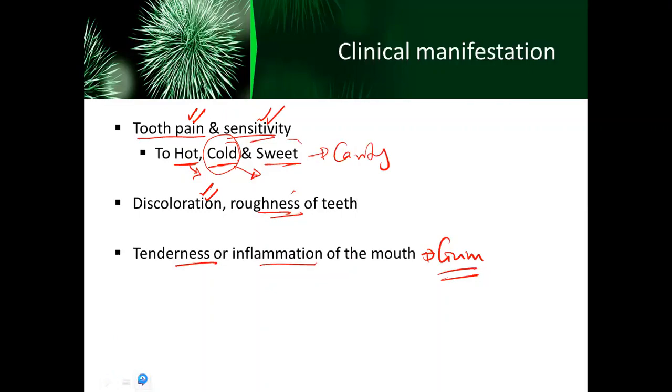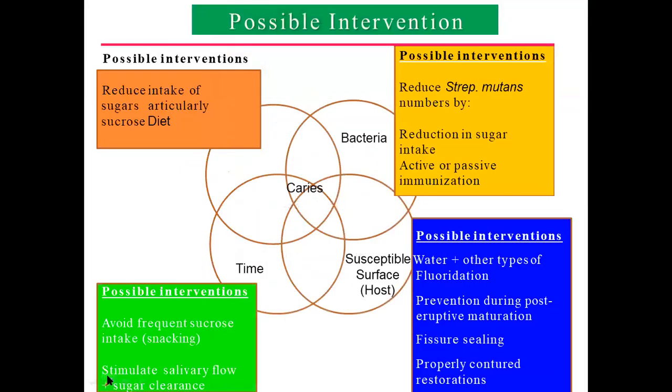Then you'll be able, and getting some subjective information from the patient, you can really tell a lot. Okay, so some possible interventions. I'm calling it possible because it depends on what the problem is. So if bacteria is the issue in this case, we have to reduce the number of bacteria like Streptococcus mutans that are normally there, okay?